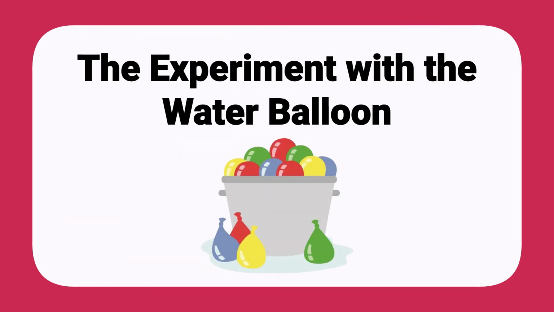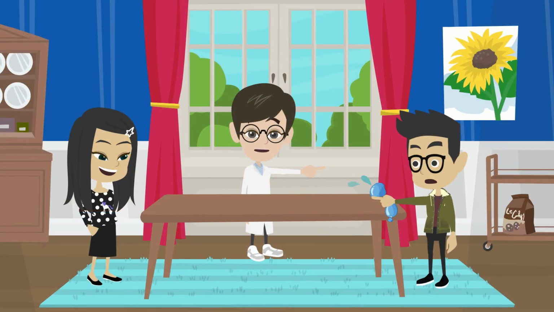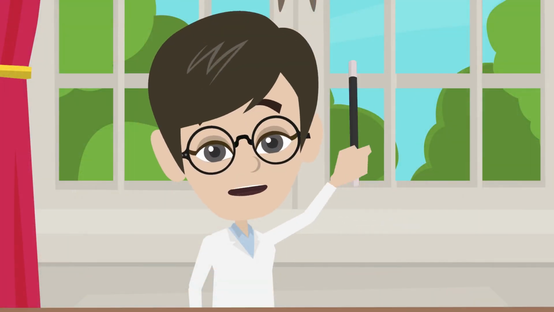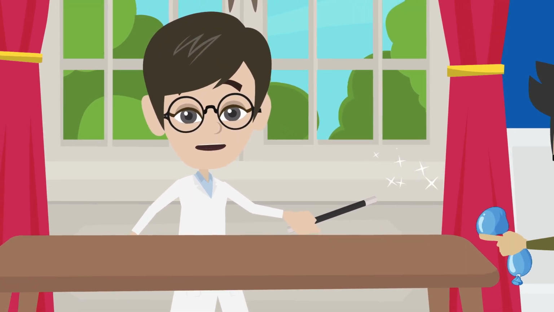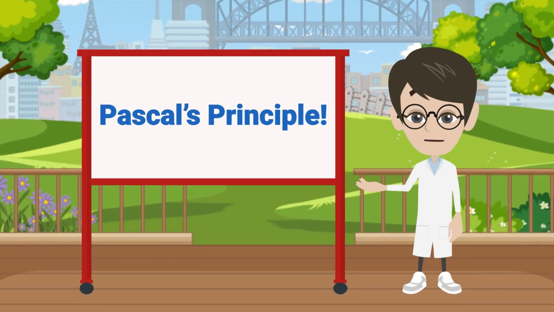The experiment with the water balloon. Here's the experiment. Watch closely as Noah squeezes one side of the balloon. What happens to the water? Just like magic. When Noah presses one side, the water bulges out on the other side. That's because of Pascal's principle.